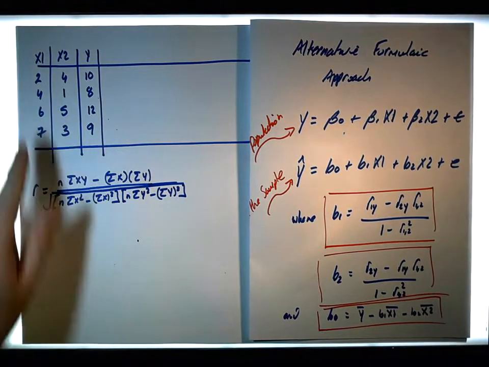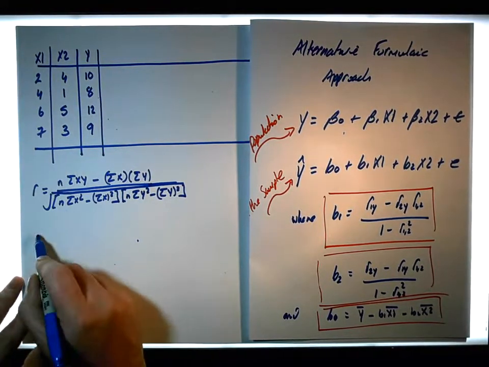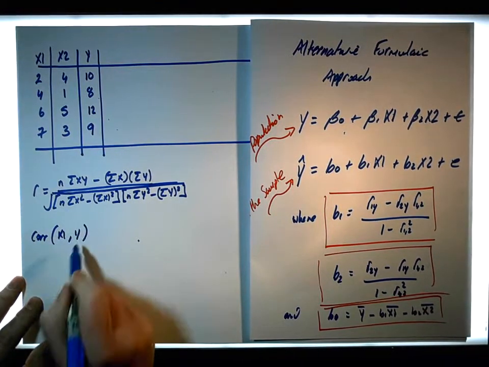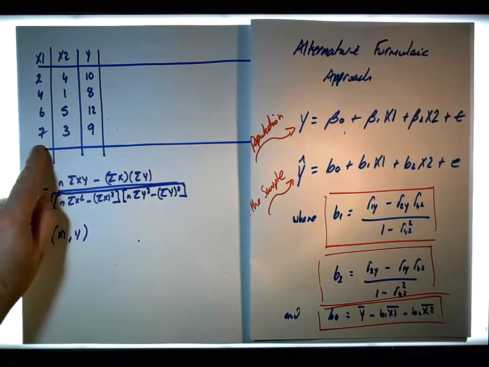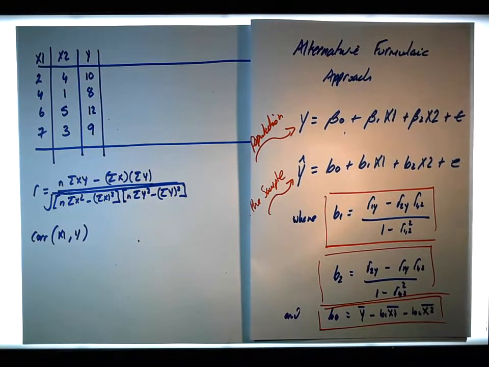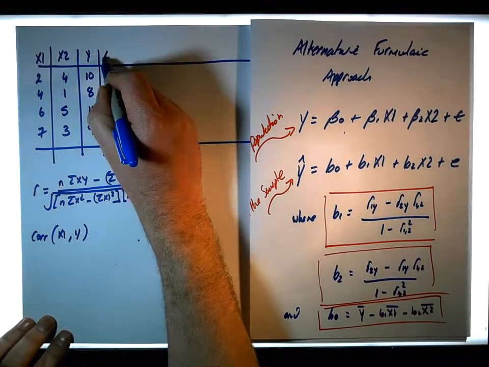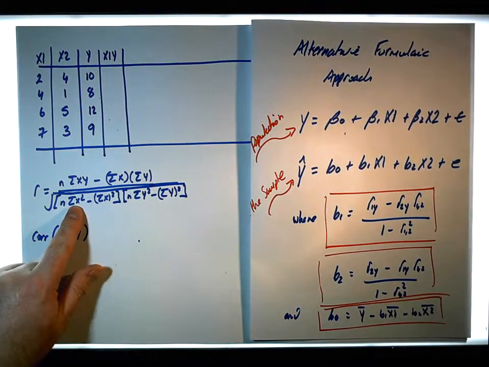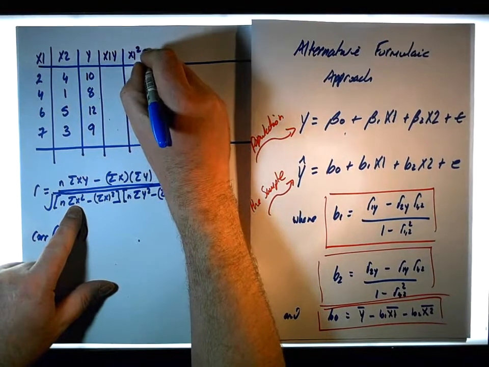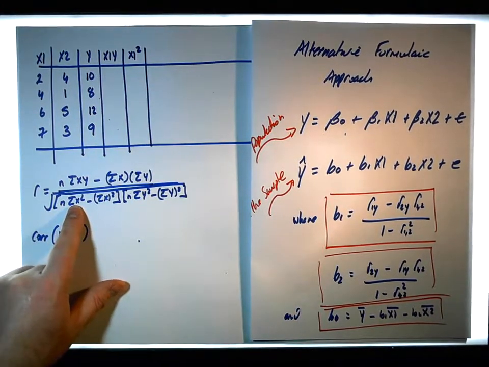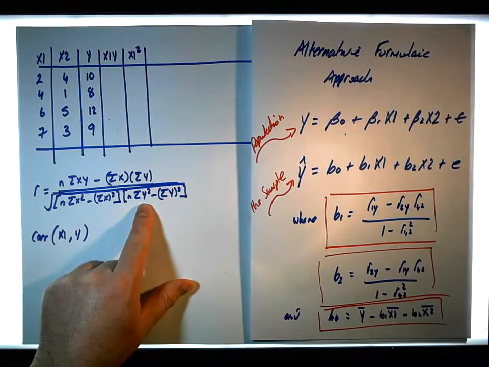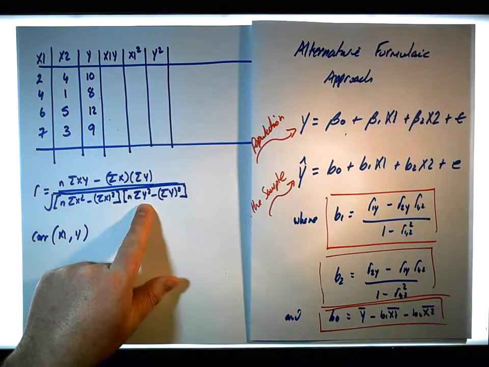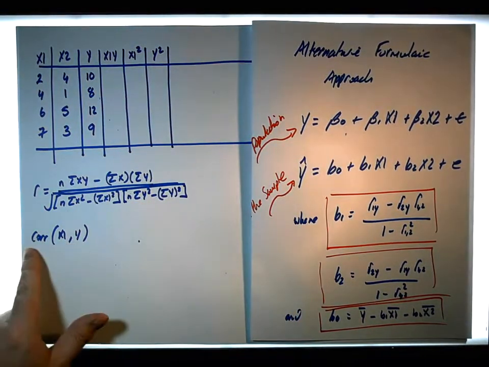So we want to calculate the correlation between x1 and y. Let's just assume that x1 is the x variable and y is the y variable. What we need to calculate is the cross product between x1 and y, the squares of x1, and the squares of y, our y squareds. That's really all that we require to calculate the correlation between x1 and y.